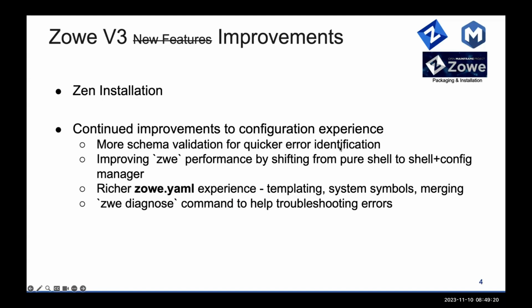Outside of that, we're looking at continued improvements to the config experience using the ZWE command line. There's going to be more schema validation, so you get quicker and better error identification earlier on in the process. You're not going to be running halfway through your install and then get a strange error because there was an invalid value somewhere in your YAML file. If there's something wrong, it should just pop out right in the beginning and let you know that this is probably going to fail if you try to go forward with it.